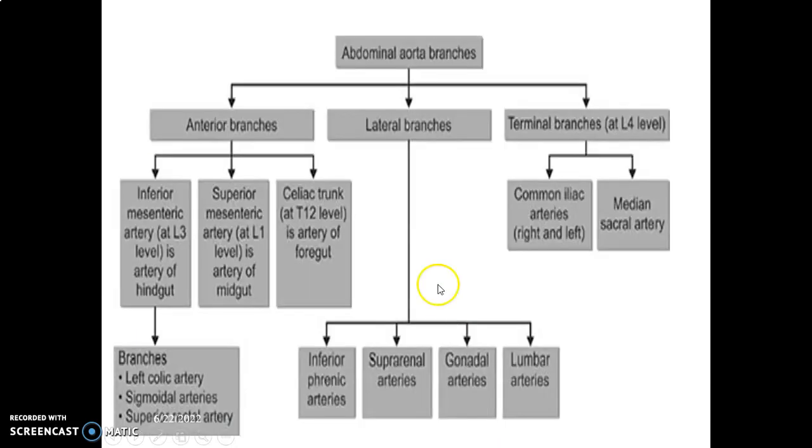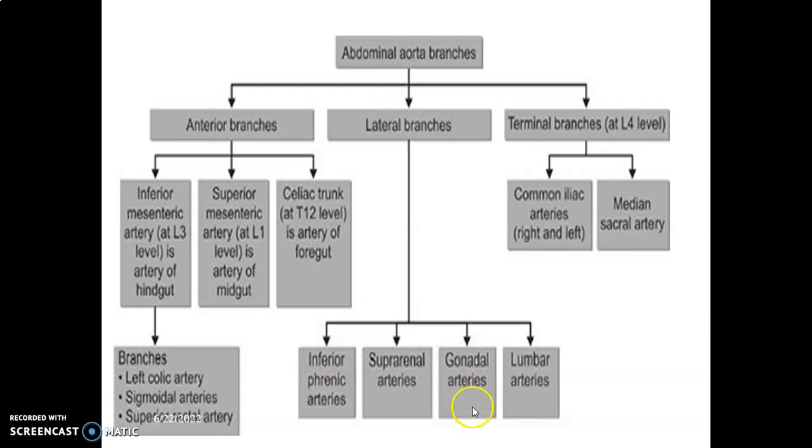Anterior branches are given off at T12 derivatives. Superior mesenteric leaves the abdominal aorta at L3, supplying hindgut derivative. So you need this information because of your MCQs: unpaired branch, phrenic, diaphragm, and the terminal branch, the aorta at L4 divides into right and left common iliac and the median sacral artery that goes downwards.